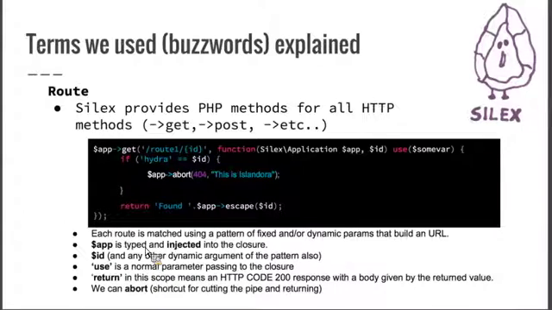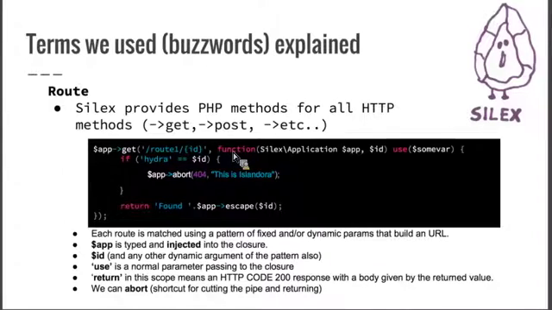So, some buzzwords I will explain here, a few simple things. Basically, what a route is. The Silex framework provides PHP methods for all matching HTTP ones. So we get get, post, purge, etc. If you look here, I have the same get one. I have this route, which is a real URL, and this here the ID, which is dynamic.